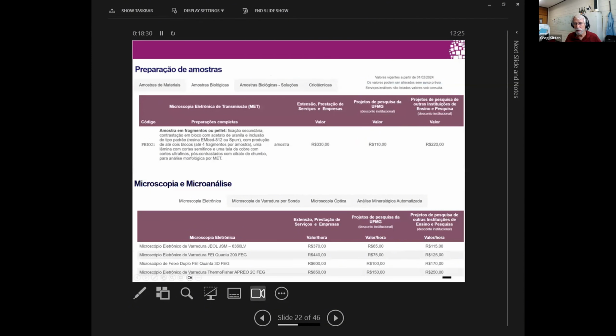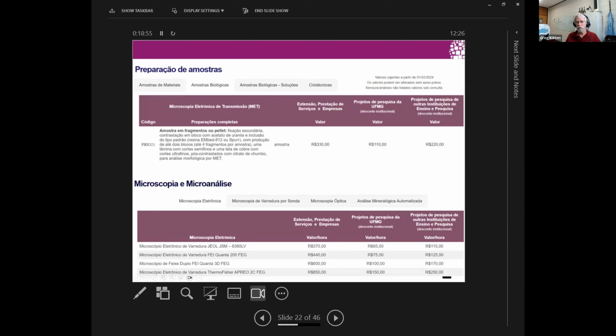Other things, if you look down here for using different microscopes, there are different ratios depending on the complexity of the analysis. A good example here for one of the scanning electron microscopes is 150 for internal PIs, 250 external, and 850 for companies. And these vary a lot too, depending on the samples.